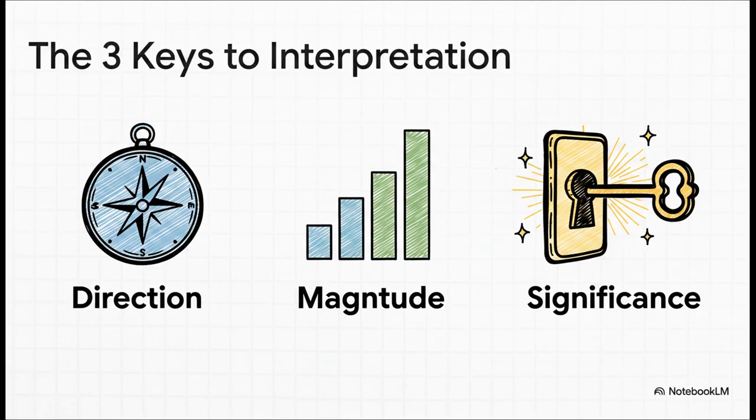But we also need to know its direction, like who is more likely to favor the law. And we need its magnitude. Just how big is that difference anyway? Is it huge? Is it tiny? You absolutely need all three to avoid jumping to the wrong conclusion.